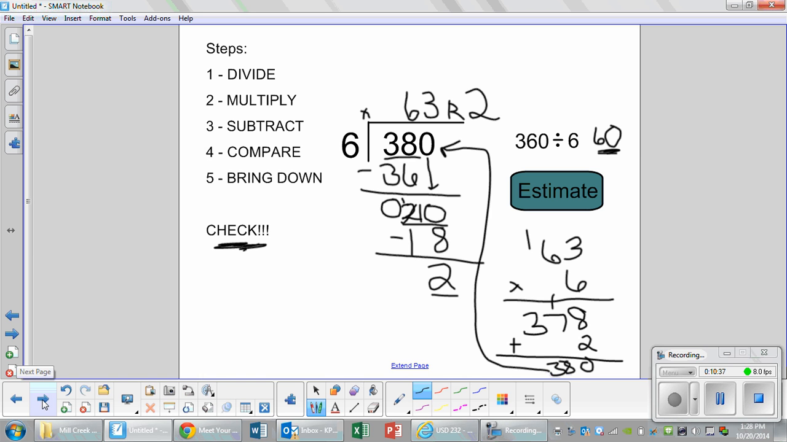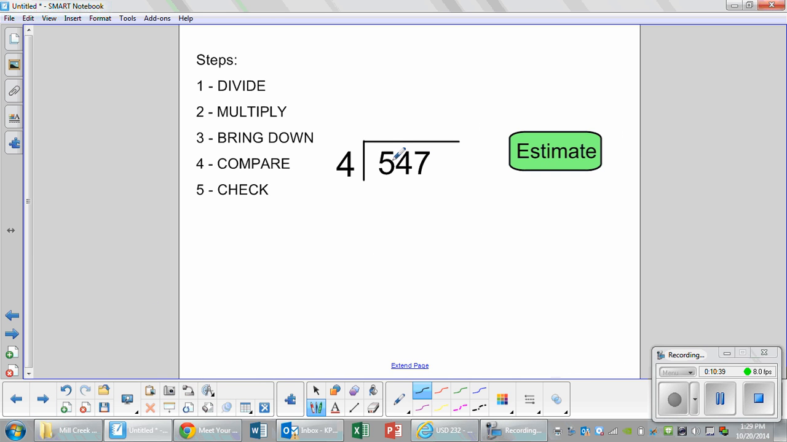Let's practice one more together. All right, so the first thing I'm going to want to do is estimate. What I would like for you to do right now is stop the video, and I want you to try to estimate what you think the quotient should be.